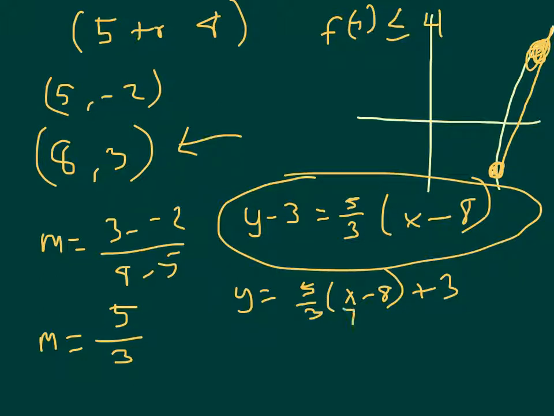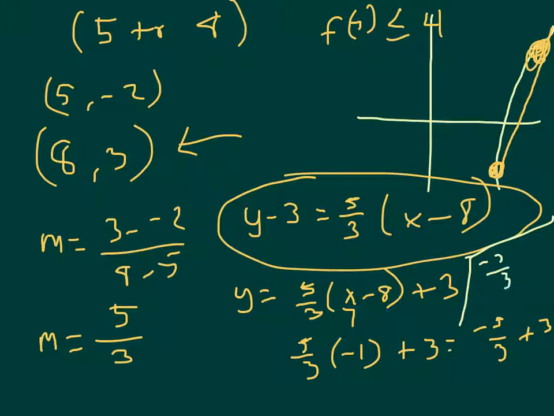So I put a 7 back in here. 7 minus 8 is -1. 5/3 times -1 is -5/3, plus 3. Common denominators, changing colors so you see that I'm coming up here. So -5/3 plus 9/3 is equal to 4/3. So 4/3. I kind of lied about this.